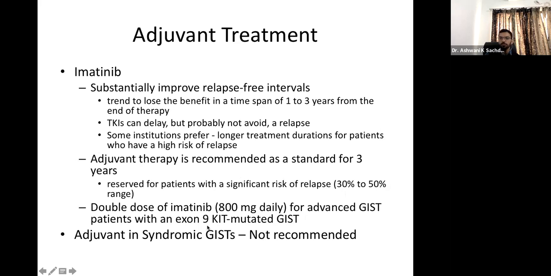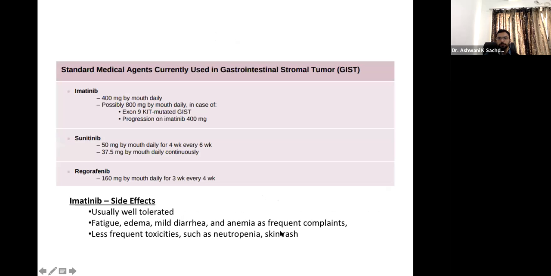So it has been found that those patients with exon 9 KIT mutation do not benefit with 400 milligram OD dose. They should be given a double dose. So in the same question, if it had been exon 9 KIT mutation, then the answer would have been 400 BD. Adjuvant treatment in syndromic GISTs is not recommended as of now because there is lack of evidence to support response to imatinib therapy.